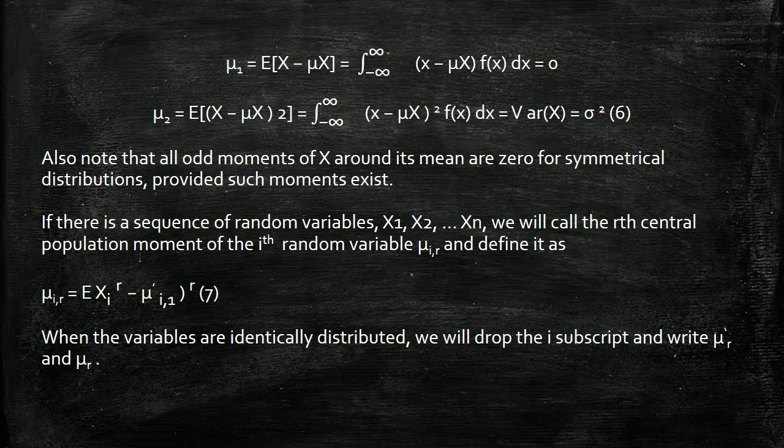Also note that all odd moments of X around its mean are 0 for symmetrical distributions, provided such moments exist. If there is a sequence of random variables X1, X2, ..., Xn, we will call the rth central population moment of the ith random variable μ_{i,r} and define it as μ_{i,r} = E[(X_i − μ_{i,1})^r]. When the variables are identically distributed, we will drop the i subscript and write μ'_r and μ_r.